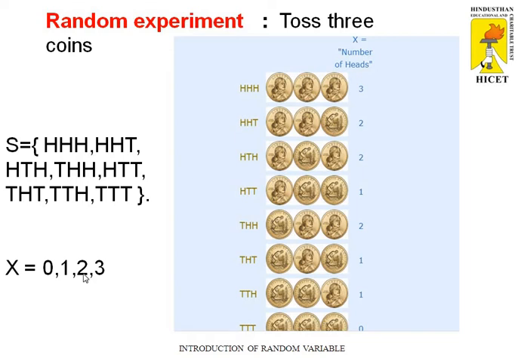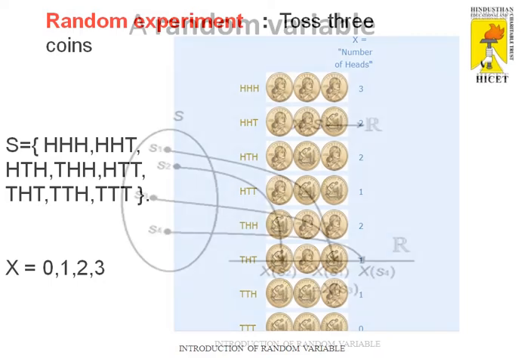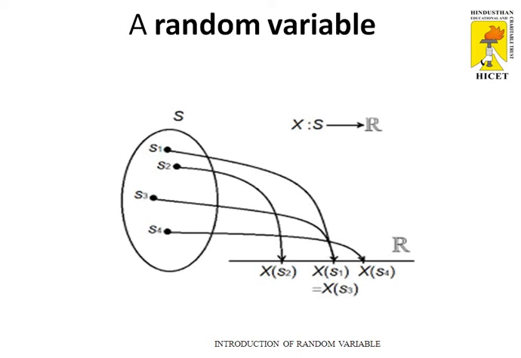X equal to 2 means there are 2 heads. Here HHT, HTH and THH. These are the 3 possibilities of getting X equal to 2. X equal to 3 means all the 3 occurrences are heads: head, head, head. So there is one possibility of getting all heads. So this is another example of a random experiment.